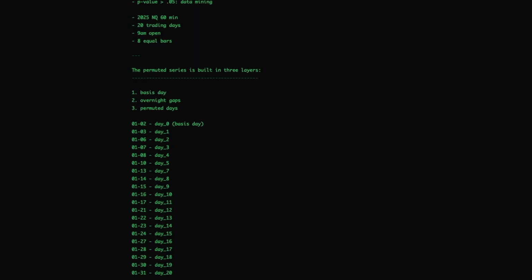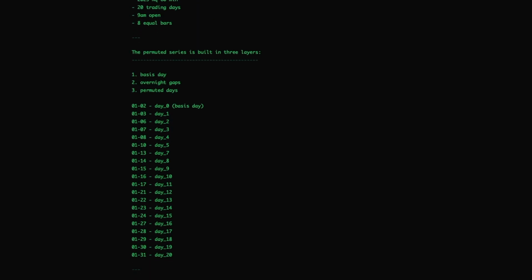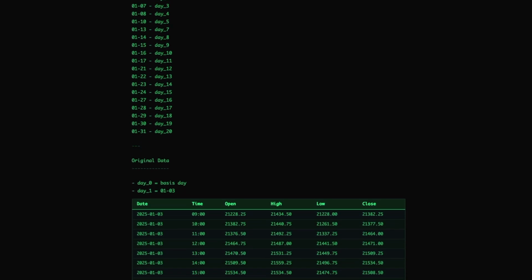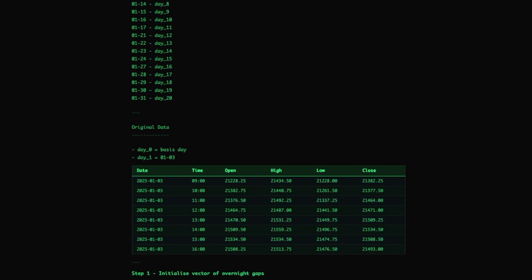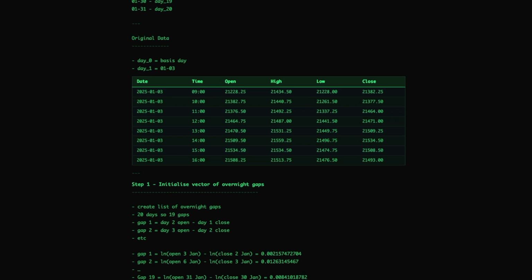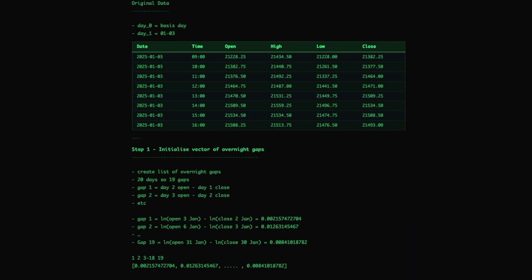Before we go into the steps, here's an example of what the original data looks like. This is day 1, January the 3rd. January the 2nd was day 0, the basis day. Step 1 is to initialize a vector of overnight gaps. We have 20 days of data, so we'll have 19 gaps. Gap 1 is the gap from the first day's close to the second day's open. It's important to do these calculations in log form to preserve the statistical properties of the data.